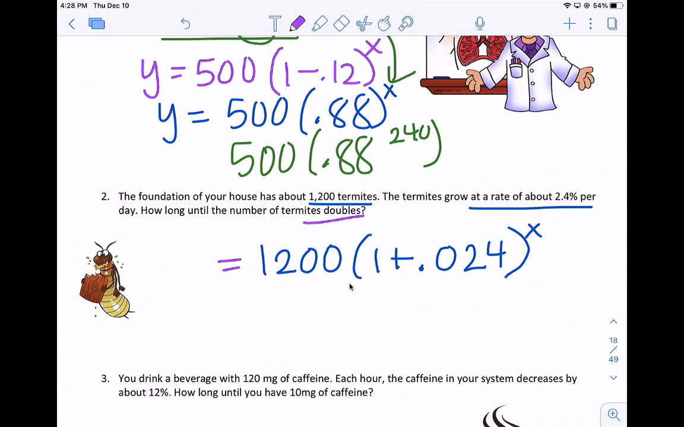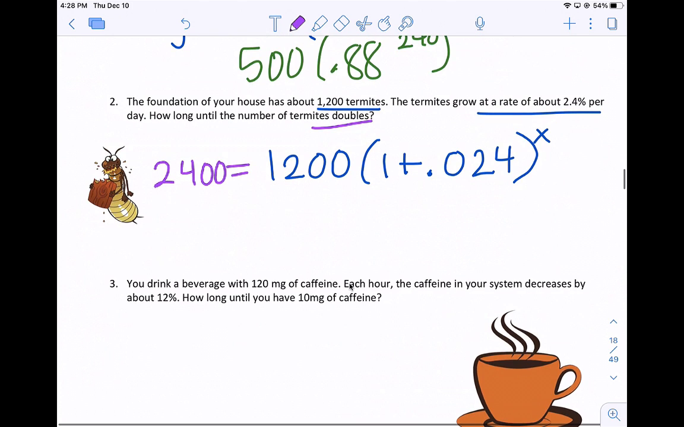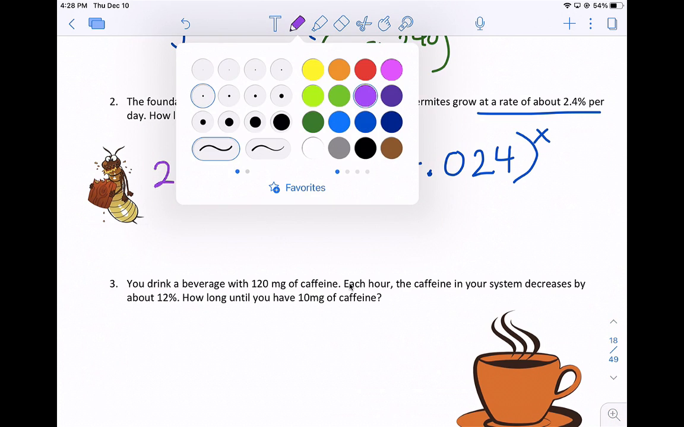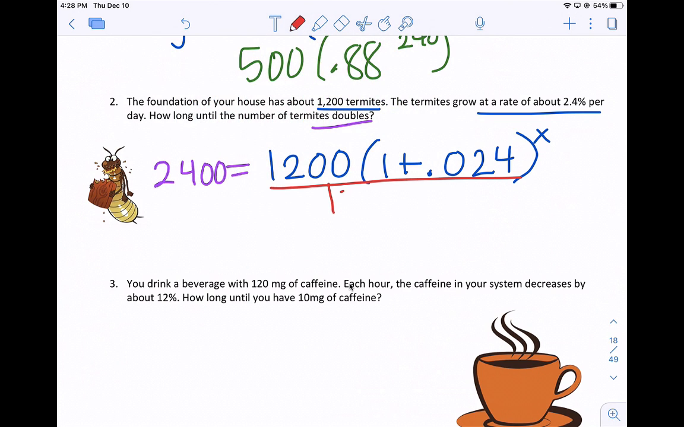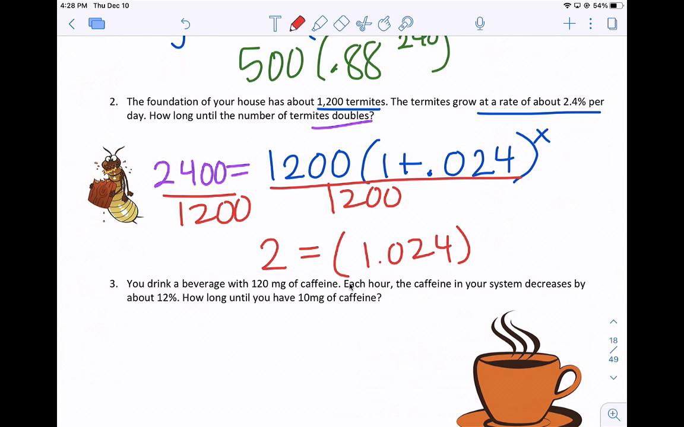So if I double the 1,200, I get 2,400, and here's my equation. All right, so now we solve. Let's divide each side by 1,200 just to get rid of that number on that side. And we know that 2,400 divided by 1,200 is 2. I'm going to combine like terms here. The 1 plus the 0.024 is 1.024 to the x.